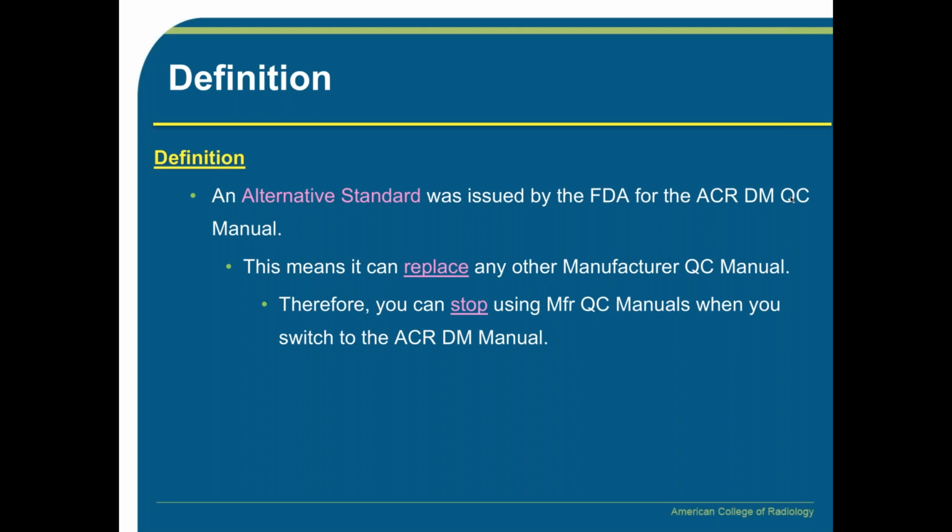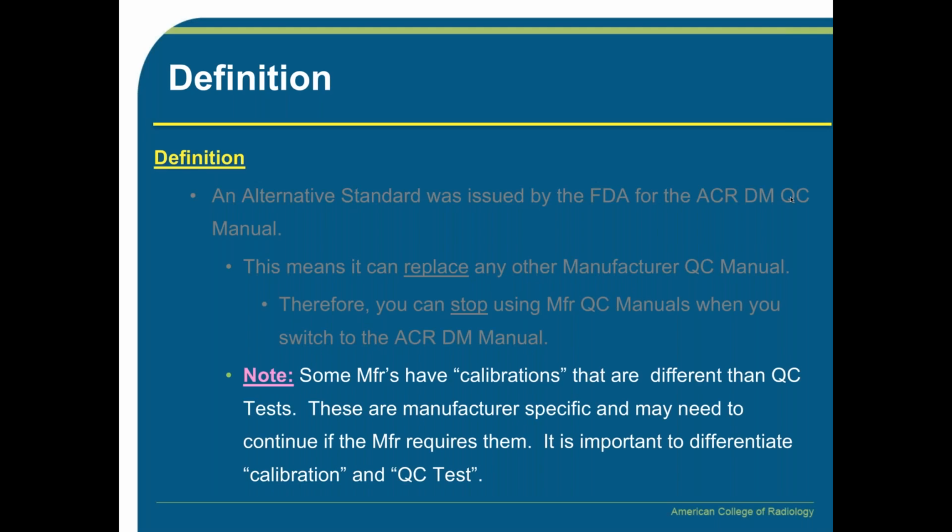So that, in the simplest terms, explains what an alternative standard is, and that's what this ACR QC manual is. Once you start using the ACR program, you can stop using the manufacturer program altogether. There's no overlap.